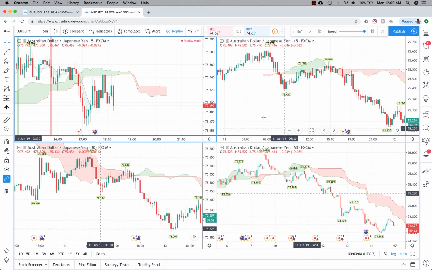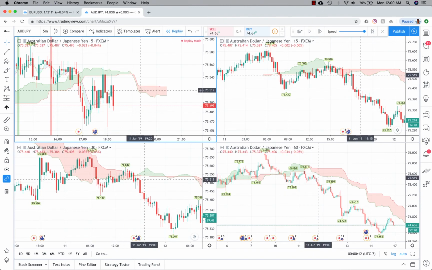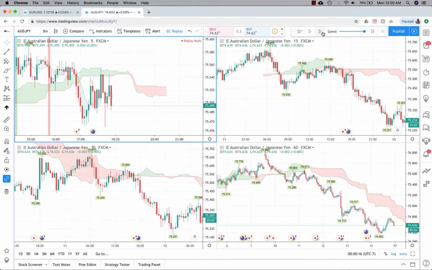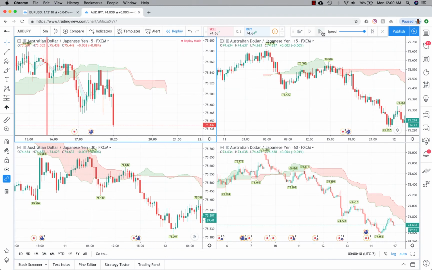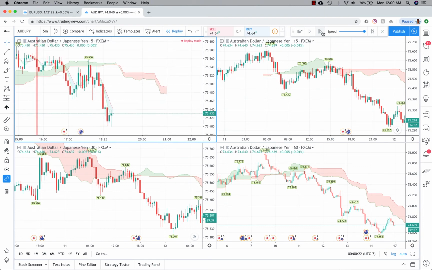I'm just kidding. Alright, so yeah, price is below the cloud here on all the charts, so we'll be looking for sell signals here. Alright, so waiting for a candle.